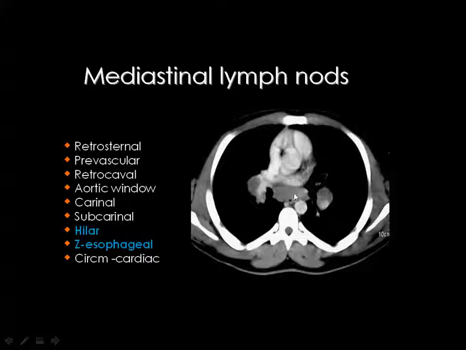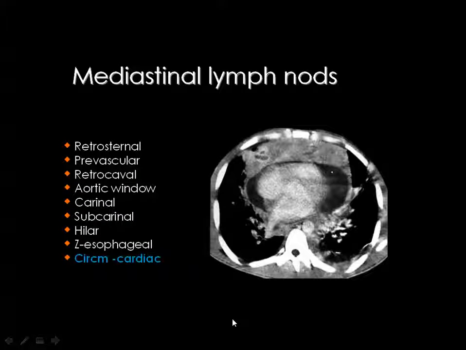And the nodes related to the esophagus and the azygos vein are known as the paraesophageal group of lymph nodes, or you call it the posterior mediastinal group of lymph nodes. This is okay. And the final group is the circumcardiac.